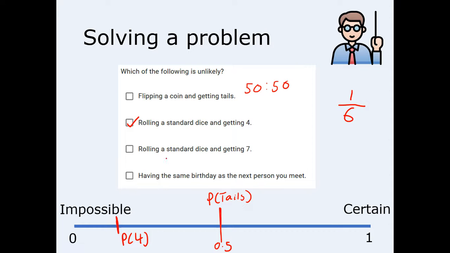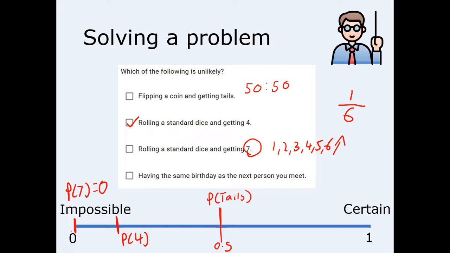Rolling a standard dice and getting a 7. If you think about a dice, there are only 6 different numbers on it, and 7 is not one of them. You've got the numbers 1, 2, 3, 4, 5, and 6. 7 is not one of them. So rolling a 7 is impossible. The probability of getting a 7 is 0. So it's not unlikely, it's impossible.